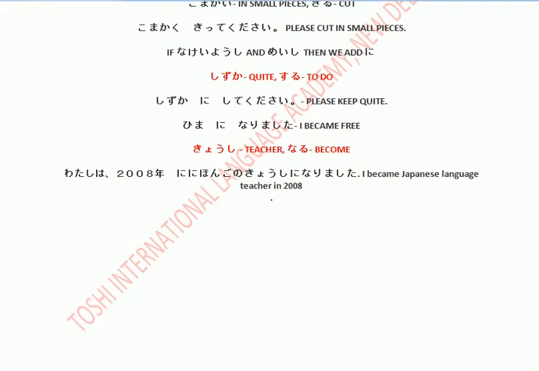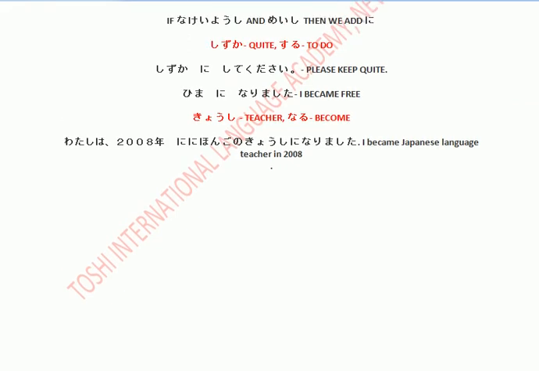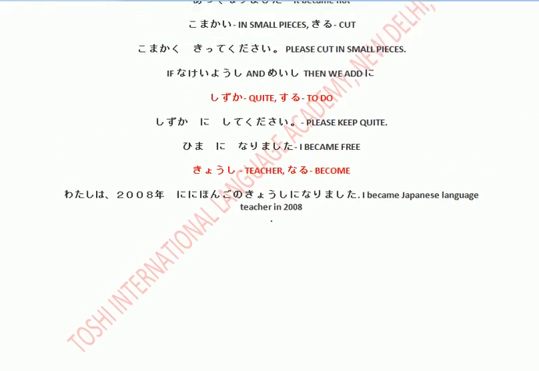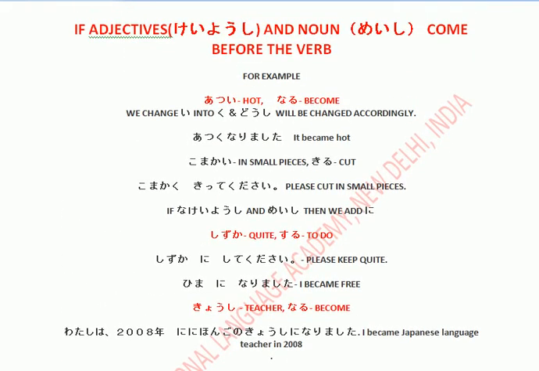So I have included all the parts of adjectives. I think it will help you from the exam point of view also. Just be careful: when there is a verb and an i adjective before it, then ku. But when we add adjectives, there was kute. And when there is a verb and then an i adjective, you have to remember the ku and ni combination.